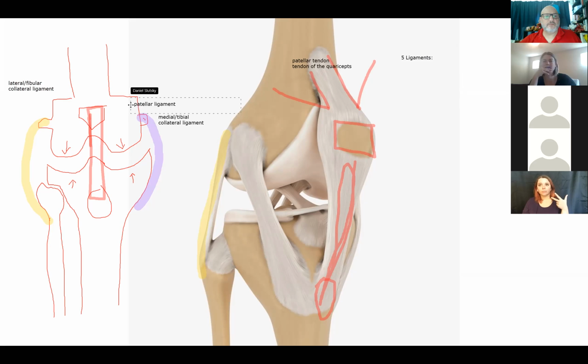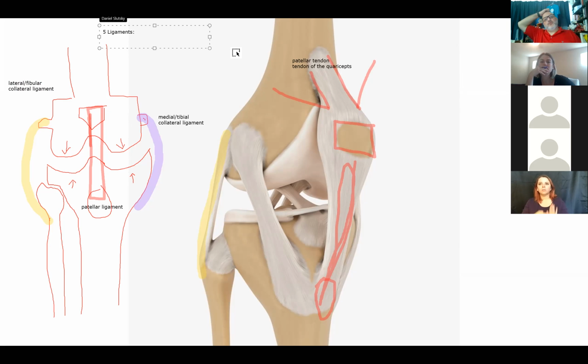All right, so those are the three that are outside the joint cavity. But as we can see from this illustration, and I have a couple other pictures I will show you as well, there are additional ligaments inside the joint cavity.